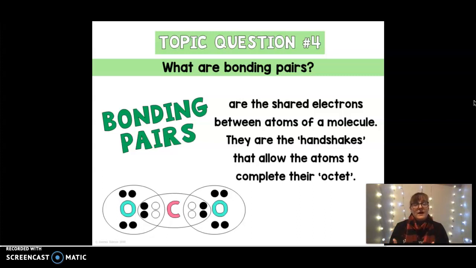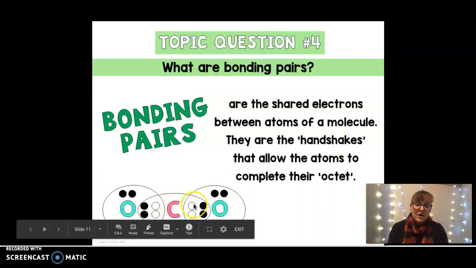So what you have is you have bonding pairs. So when you share your electrons, you have a bonding pair. That's your handshake that allows them to become an octet. So here, carbon has 1, 2, 3, 4 in its outer shell, and oxygen has 6 in its outer shell, and therefore to share, carbon shares 4 with oxygen, and oxygen shares 2 of carbons.